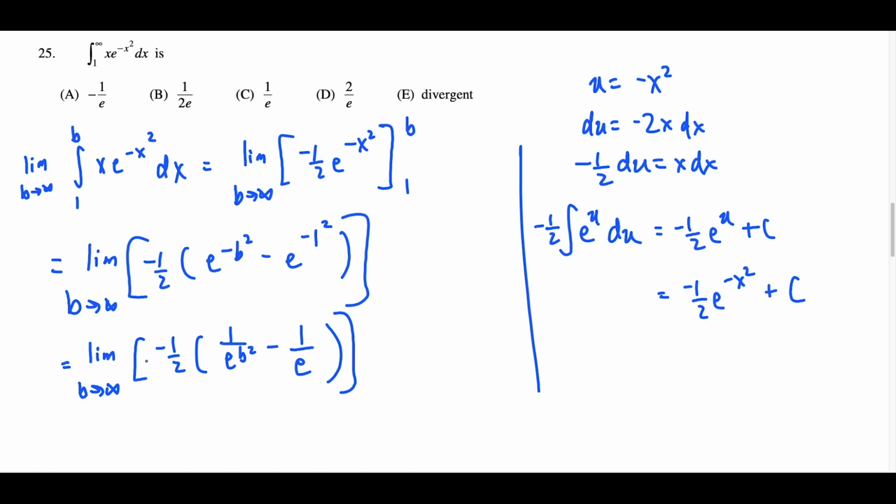And now from here, I just have to think, what happens as b goes to infinity? Well, then I have 1 over e to the infinity squared, which is going to shrink to 0. So I have a negative 1/2, and I've got 0 minus 1 over e. And when I distribute the negative 1/2, distributing to 0 does nothing. It's just going to be 0. But negative 1/2 times negative 1 over e is going to be a positive 1 over 2e. And if I look in the answer key, this matches choice B.